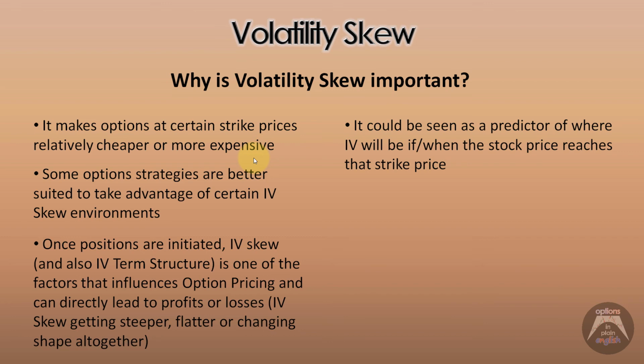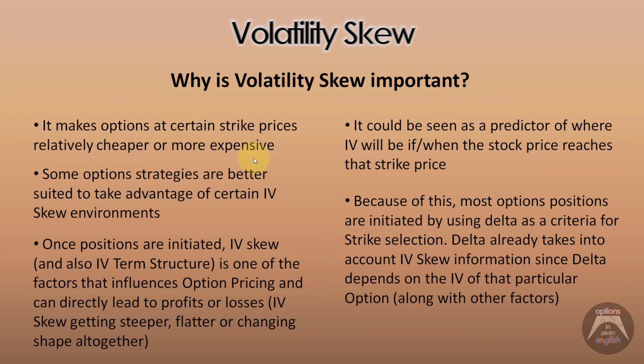Volatility skew could be seen as a predictor of where IV will be if and when the stock price reaches that strike price, which is what we're talking about. It's sort of a forecast. In this case, if the price ever gets there, then we're going to be in an environment with an elevated level of implied volatility, and this is what skew is predicting in a way.